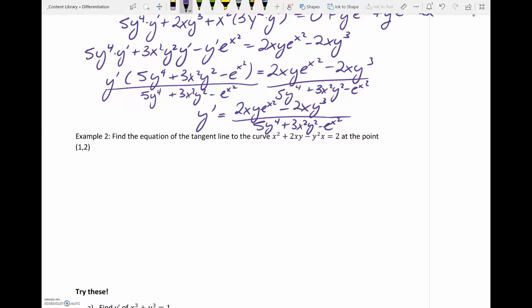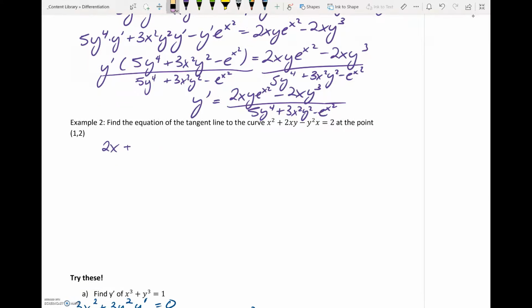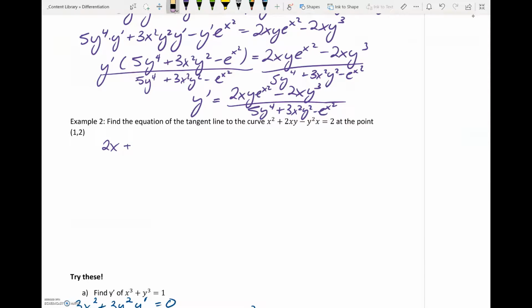So the derivative of x squared is 2x. So to find the derivative of 2xy, we're going to use the product rule here. We'll take the derivative of 2x first, which is 2. Leave y alone. Then leave 2x alone, take the derivative of y, which is y prime.